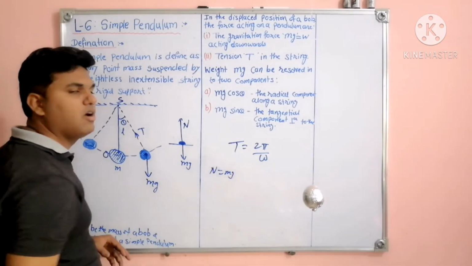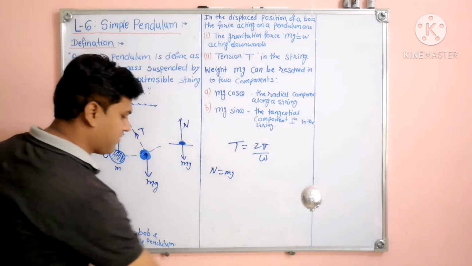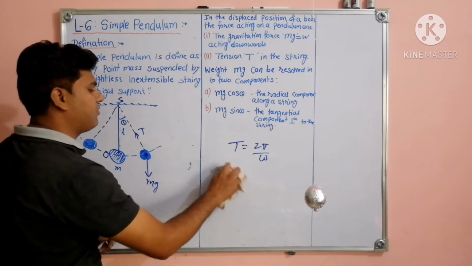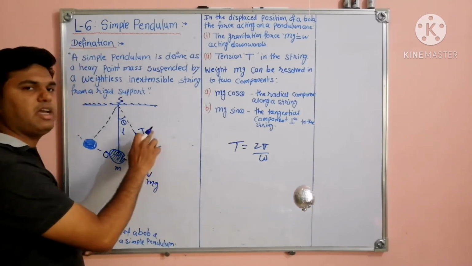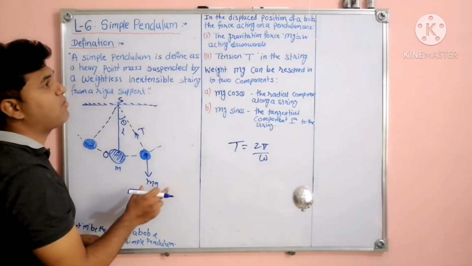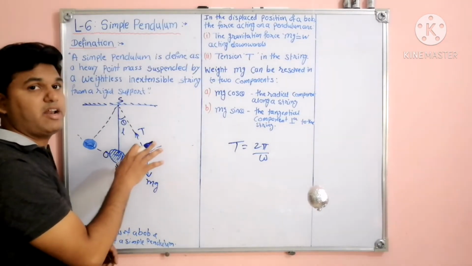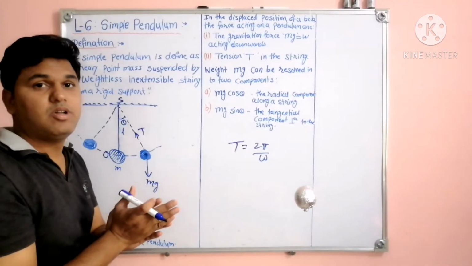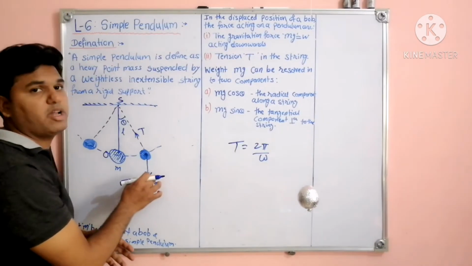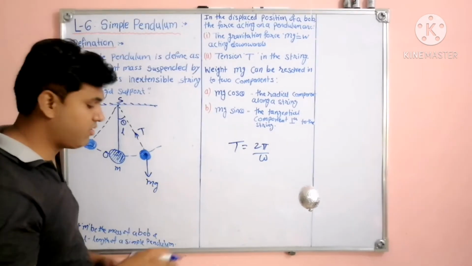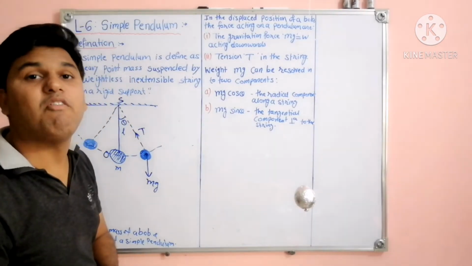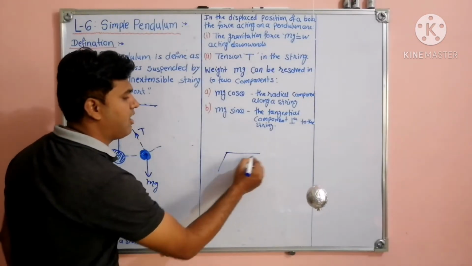But in this situation, these two forces, tension T on the string and the gravitational force mg, are equal but not in opposite direction. So in that situation, we can resolve this into two components using the law of parallelogram of vector addition. You know, this is a parallelogram.